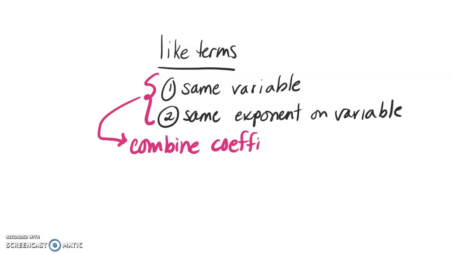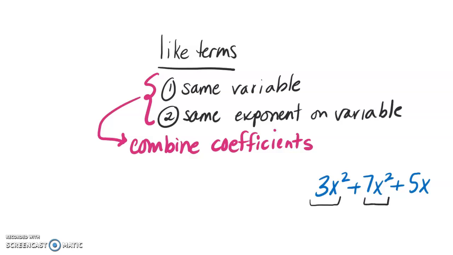The coefficient is the number that is multiplied by the variable. It's that number that touches the variable. So, for example, if you saw 3x squared plus 7x squared plus 5x, you would look at this and you would say, okay, there are 1, 2, 3 terms here. Terms are separated by either a plus or a minus sign. So here we have 3 terms.